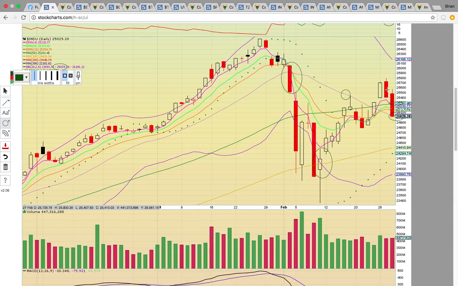So it busted through the top of the channel trying to get a new uptrend going, but now it's pulling back. And with it pulling back below the middle Bollinger Band, it could be a signal that this previous downtrend is going to continue. Now it's right on the 50-yard line here. It could bounce, and if it does bounce, it needs to get above the 50-day simple moving average at 25,281.